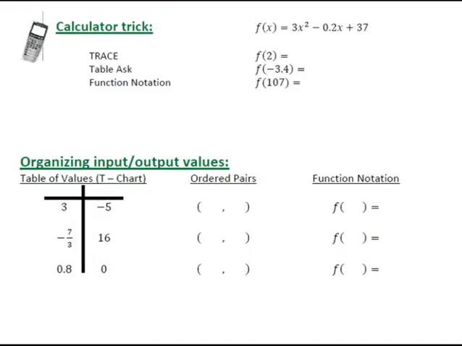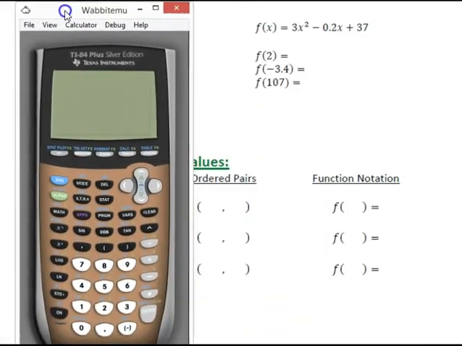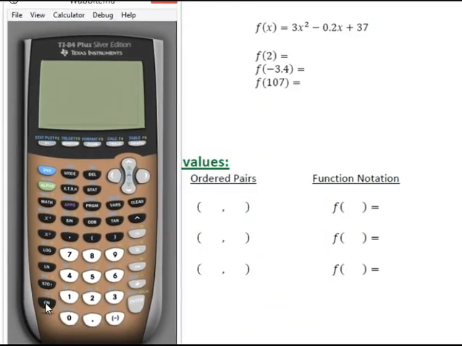Alright, so at this point we're going to go over some calculator tricks, and we touched on these in Unit 1. I'm just going to show you how to do them again since we're specifically talking about this function notation. So if we bring up our calculator, hopefully I can fit it right here, and turn it on. The first thing we're going to do is type this equation into the y equals button. I think I already did that. Hopefully we know how to do that by now.